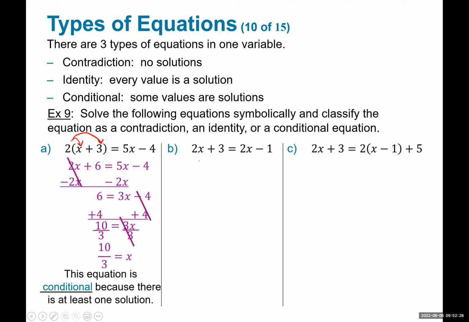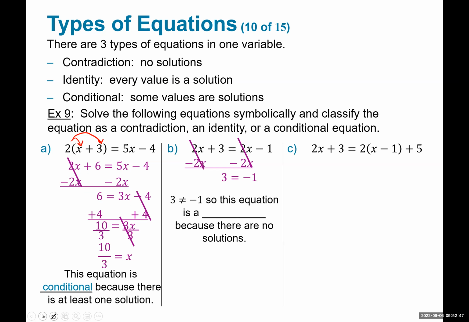Okay, equation B, we're going to subtract 2x from both sides. They disappear. You end up with 3 equals negative 1. When does 3 equal negative 1? Never. 3 will never equal negative 1. Therefore, this is a contradiction. There are no solutions.